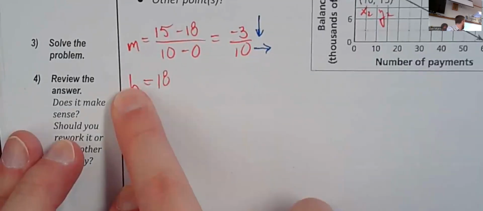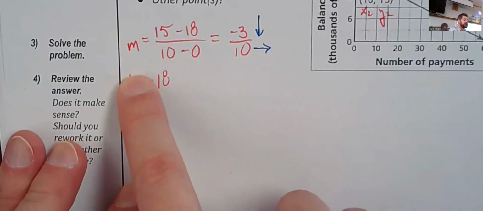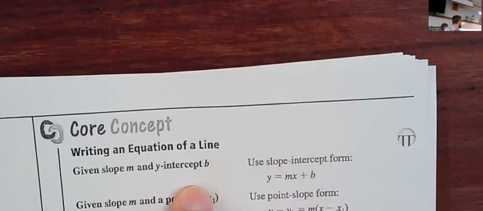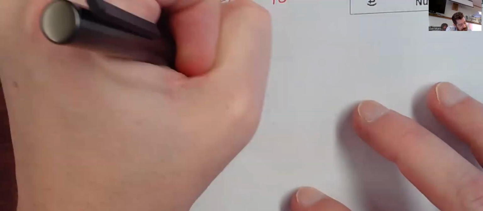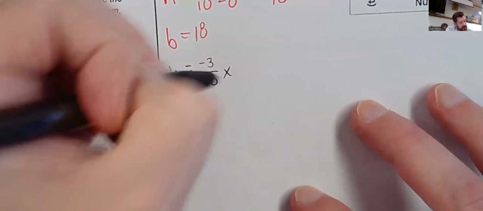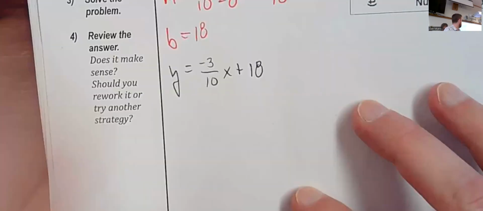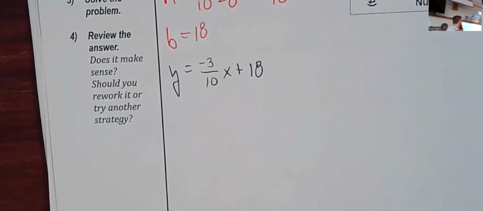Since we have a value of m and a value of b, we should probably just go ahead and use the slope-intercept equation because those use m and b. So that would be y equals our slope, negative 3 over 10 x, and then our value of b, which would be plus 18. So there's our equation: y equals negative 3/10 x plus 18. That's our slope-intercept equation.